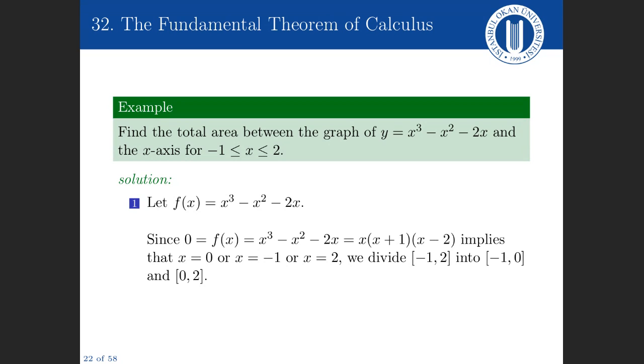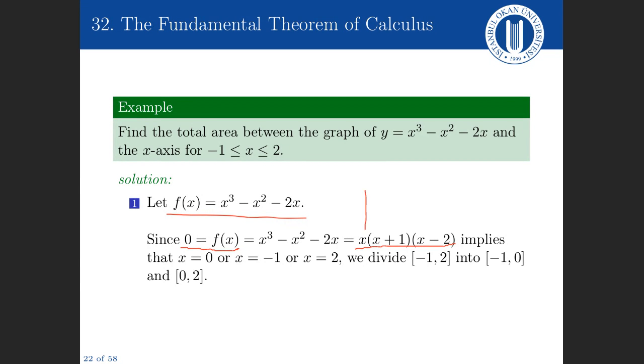For example, find the total area between the graph of y equals x cubed minus x squared minus 2x and the x-axis for x between minus 1 and 2. We're going to choose this for our function. Let f of x be x cubed minus x squared minus 2x. First, we need to know where f is equal to 0. So I start by setting f of x equal to 0 and factorizing the polynomial. You can check that this is equal to x multiplied by x plus 1 multiplied by x minus 2.